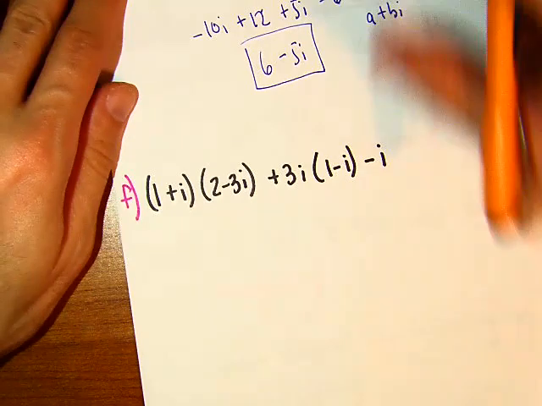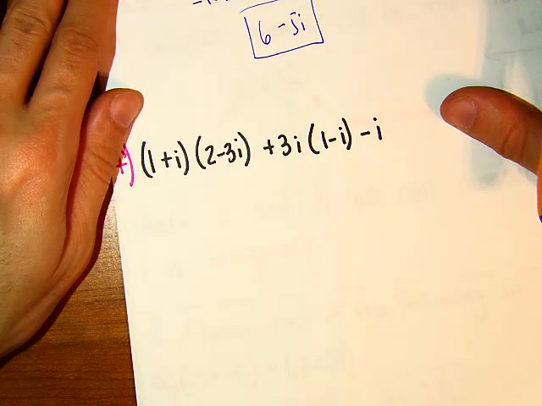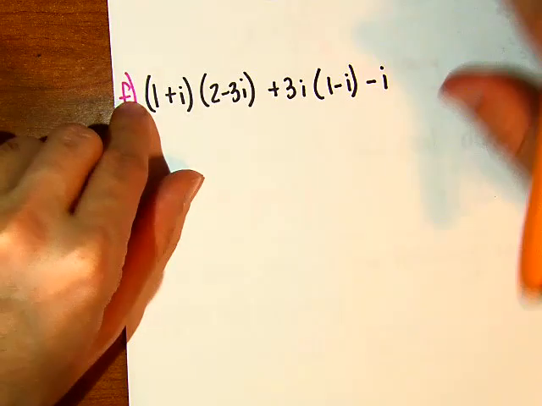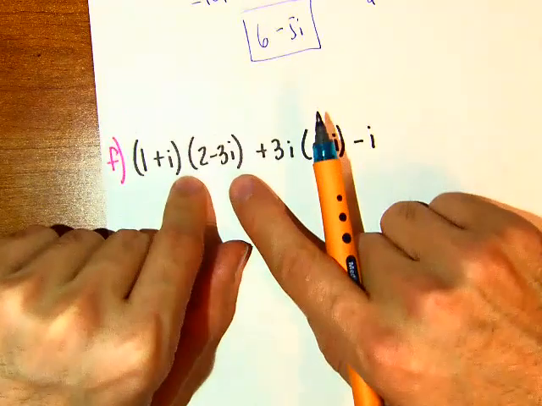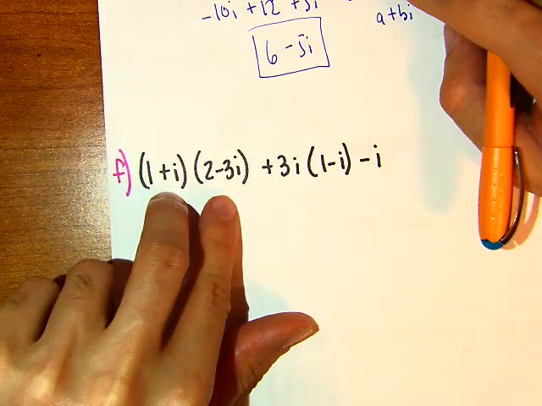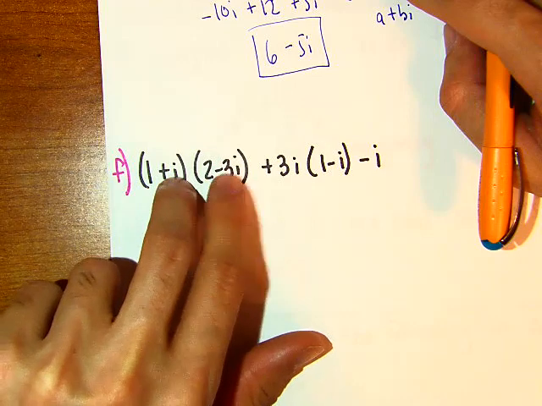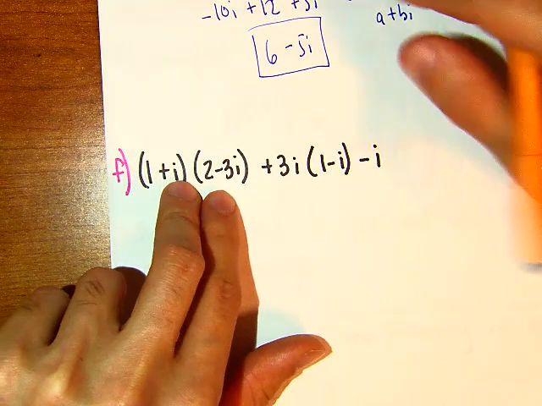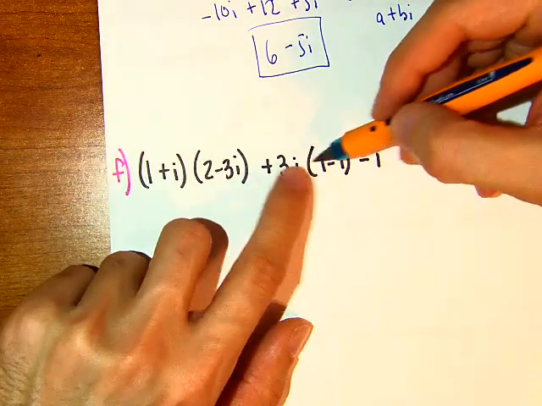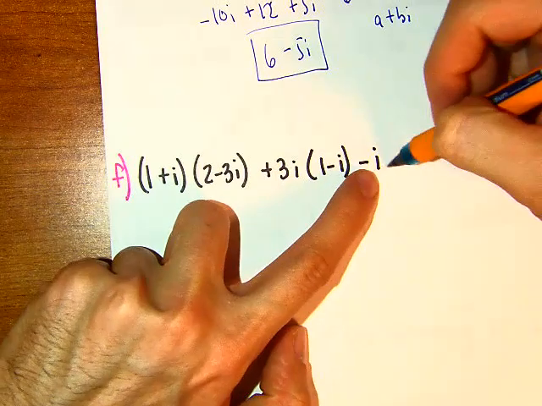Okay, last one. Oh boy, this is a lot of work. Just think about it for this one. FOIL it. And then here, what are you going to do? You're going to multiply this to this and this to this, and then minus an i.